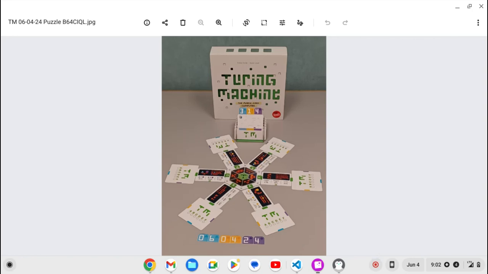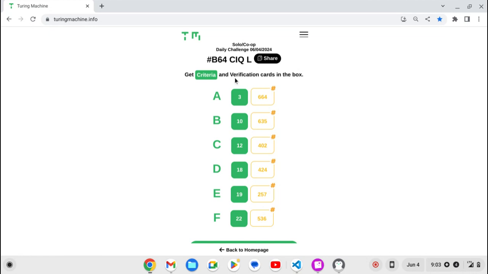Let's begin. Today is June 4th, 2024, and we're doing the Daily Turing Machine Puzzle. Today's puzzle uses 6 criteria cards and 6 verification cards. Let's go to turingmachine.info for the details. Today's puzzle uses the following 6 criteria cards.